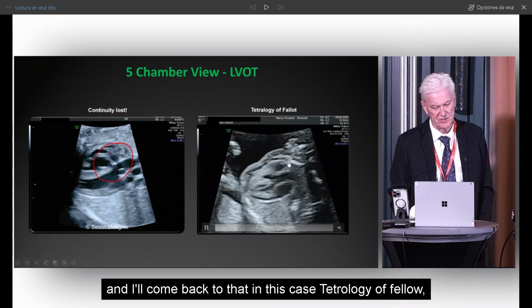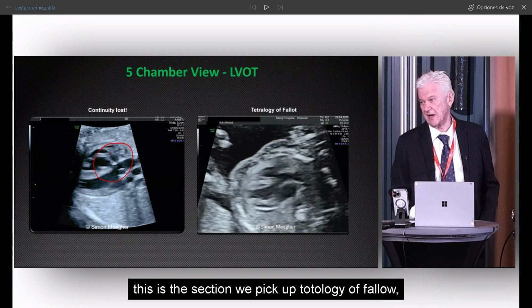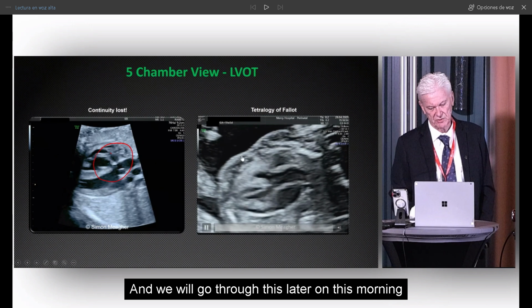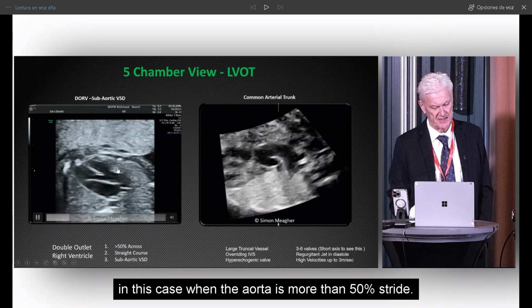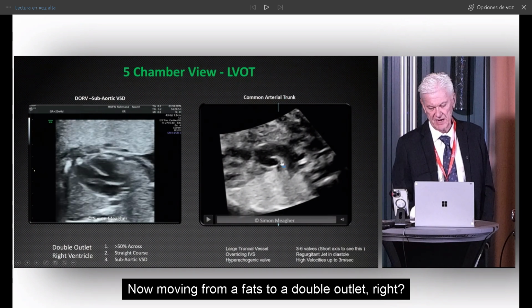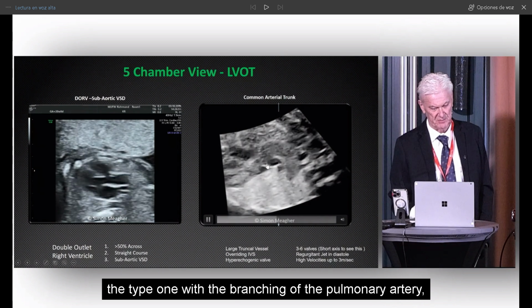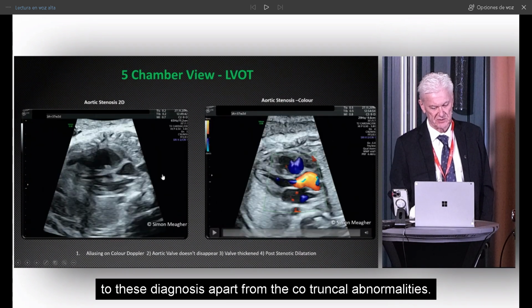In this case, tetralogy of Fallot, if you look at the 5-chamber, this is the section we pick up: tetralogy of Fallot, double outlet right ventricle, and common arterial trunk. And we will go through this later on this morning. When the aorta is more than 50% override, we are moving from a Fallot's to a double outlet right ventricle. And in the setting of a common arterial trunk, you can see the type 1 with the branching of the pulmonary artery. But it's the 5-chamber view that brings you to these diagnoses.